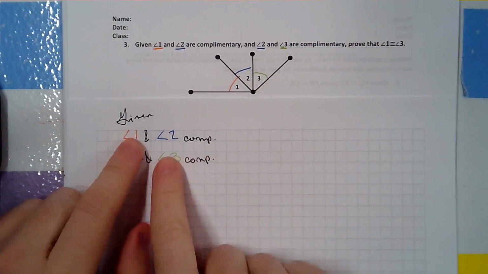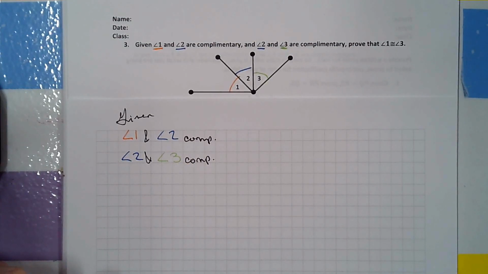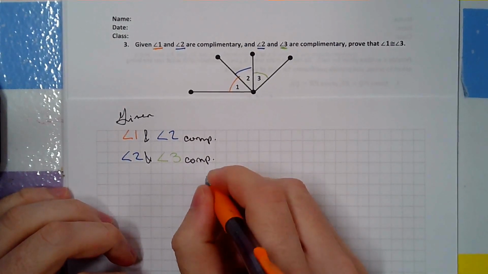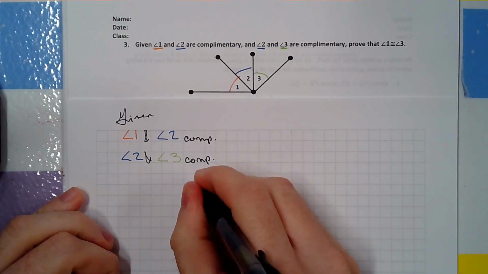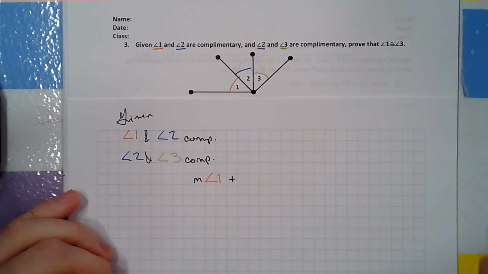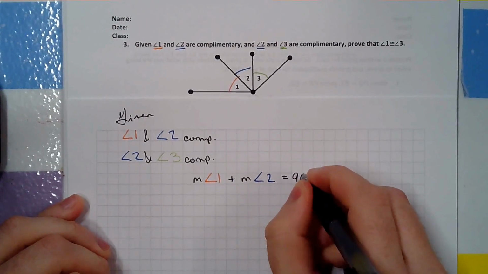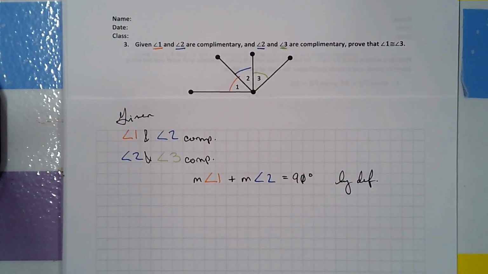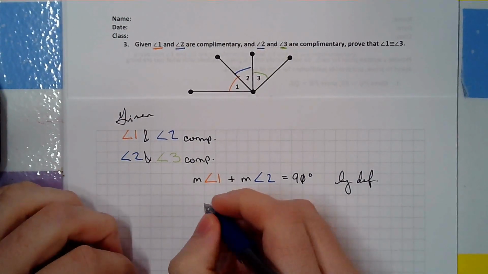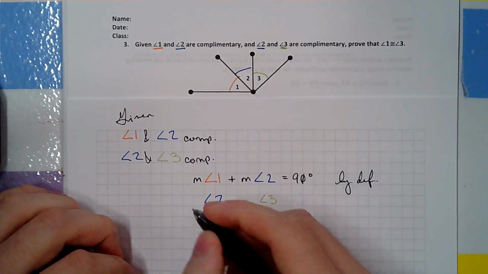All right, so these guys, they mean that these angles add up to 90. So let's write that. Measure of angle 1. Tell me if you can't see. Measure of angle 2 add up to 90. And we know that by definition, right? Ta-da! All right. And we also know that measure of angle 2 and measure of angle 3 add up to 90 by the same dumb thing.